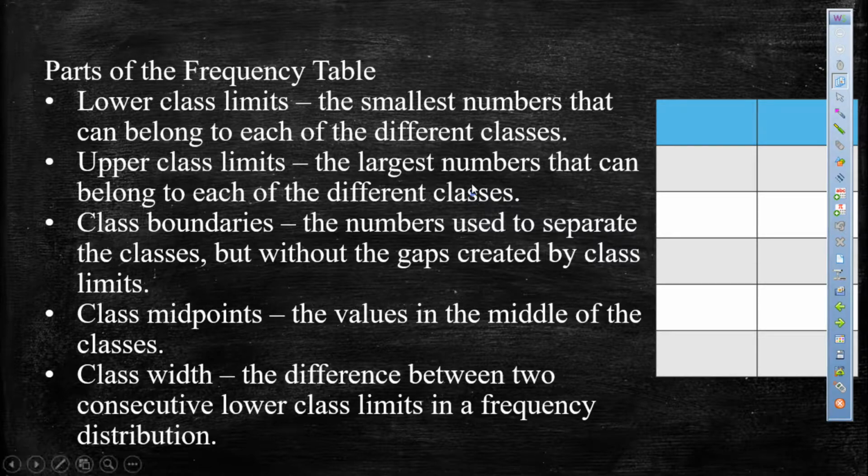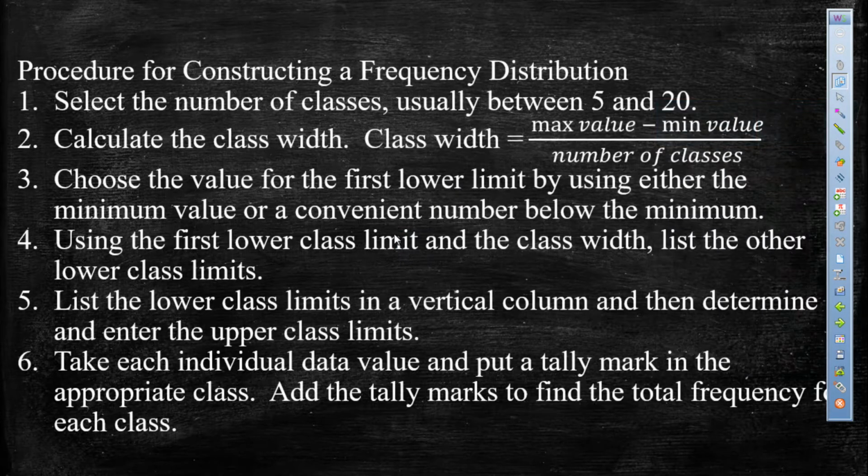Make sure you put that in your notes. Procedure for constructing a frequency distribution. First step is to select the number of classes, usually somewhere between 5 and 20. Step 2 is calculate the class width. The class width is the maximum value minus the minimum value divided by the number of classes.